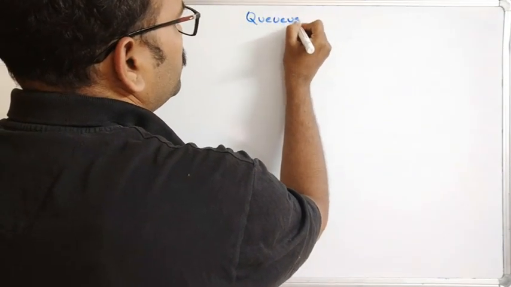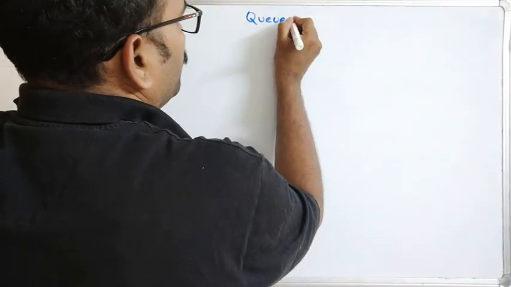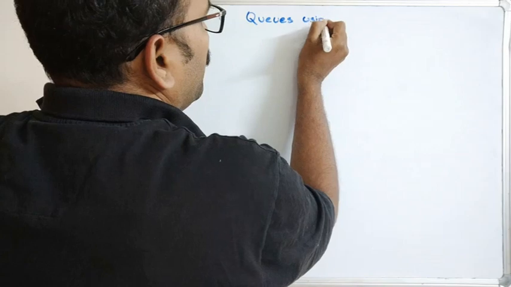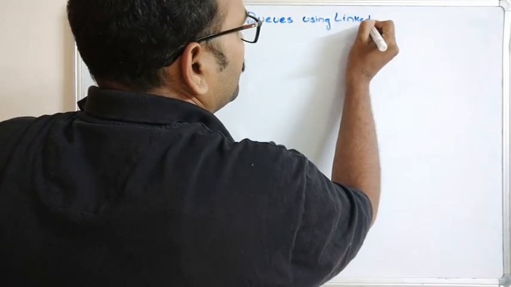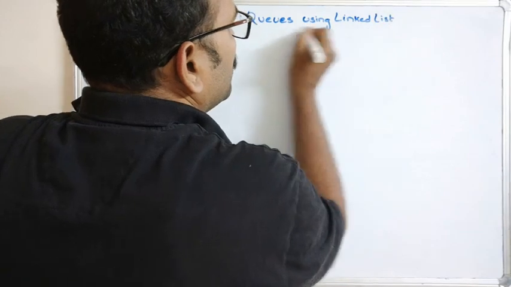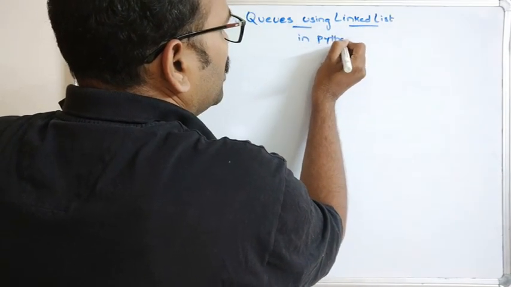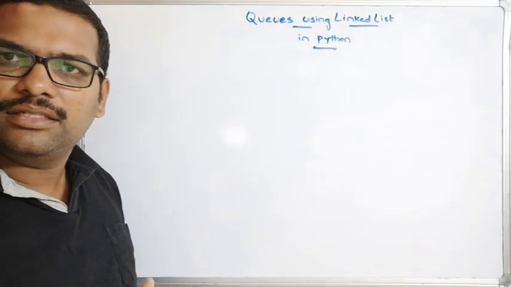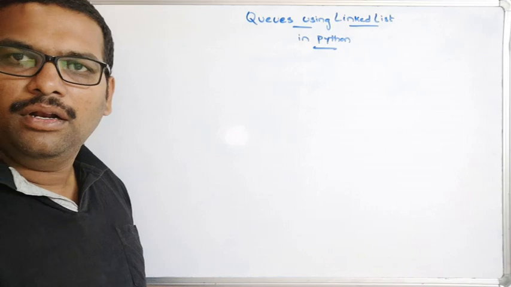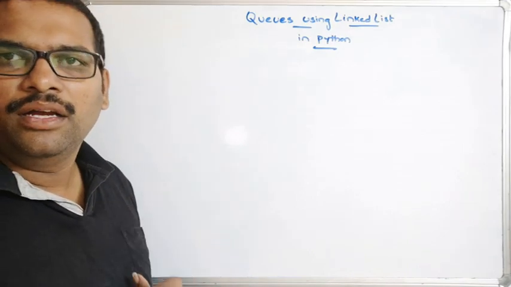So in today's session we'll discuss the implementation of queues using linked list in Python. Already in our previous sessions we have discussed linked lists, circular and doubly linked lists, and stacks. Now we will go with the queues.